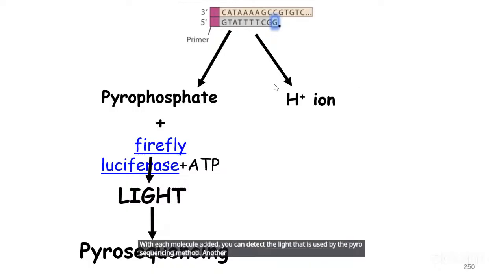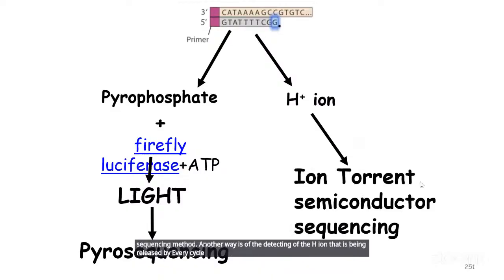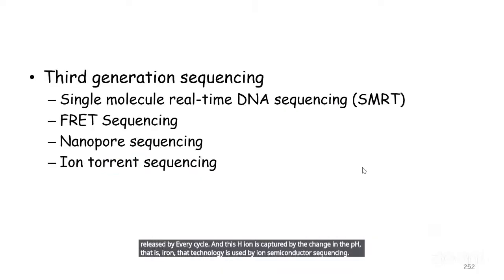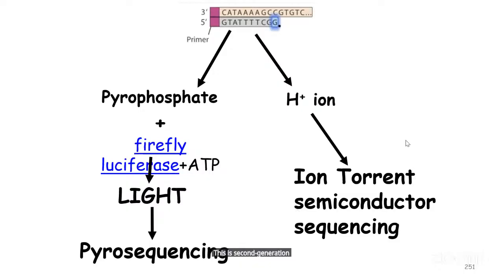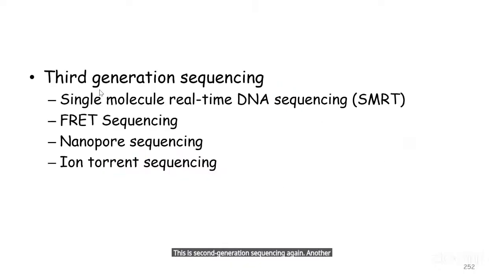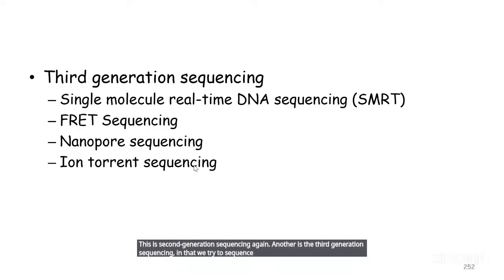Another way is detecting the H ion that is released by every cycle. This H ion is captured by the change in pH; that is Ion Torrent. That technology is used by Ion Torrent semiconductor sequencing. This is second generation sequencing again. Another is third generation sequencing, in which we try to sequence longer molecules and sometimes single molecules without amplification.